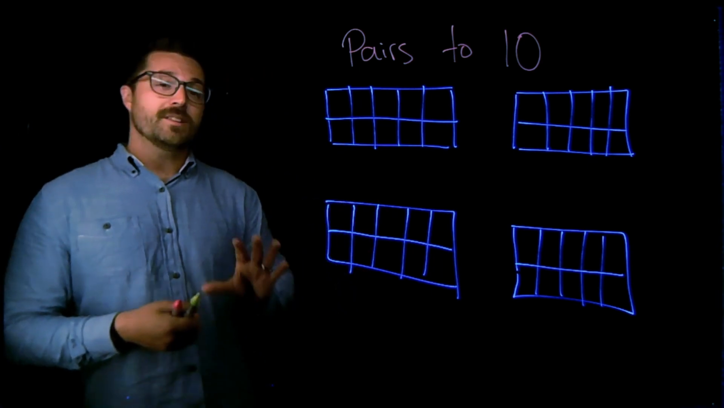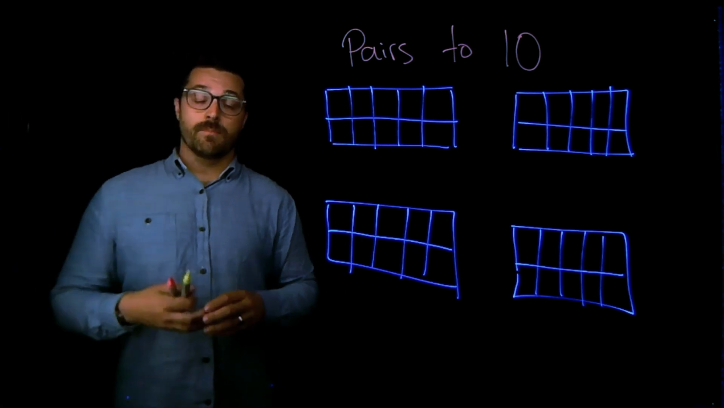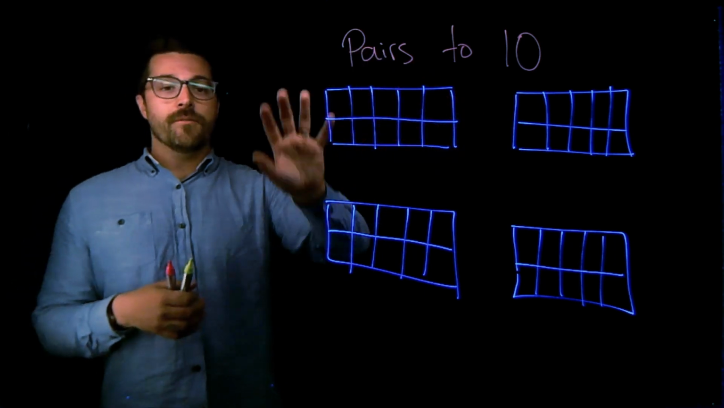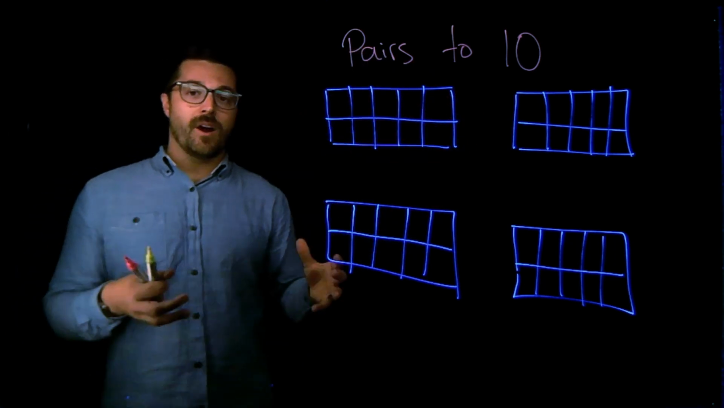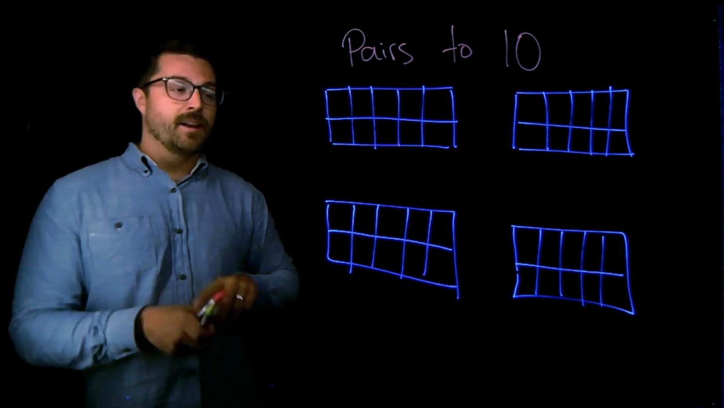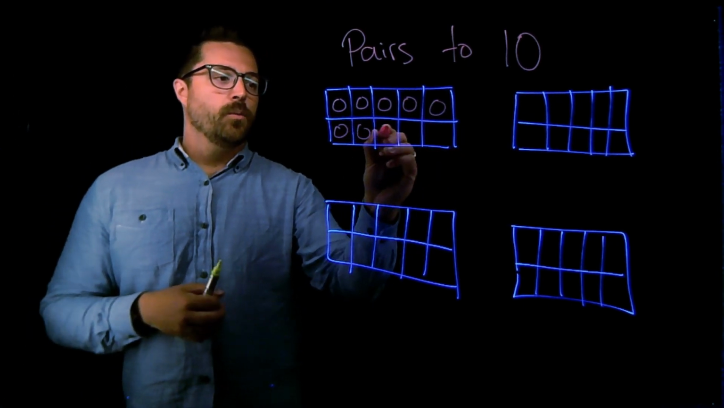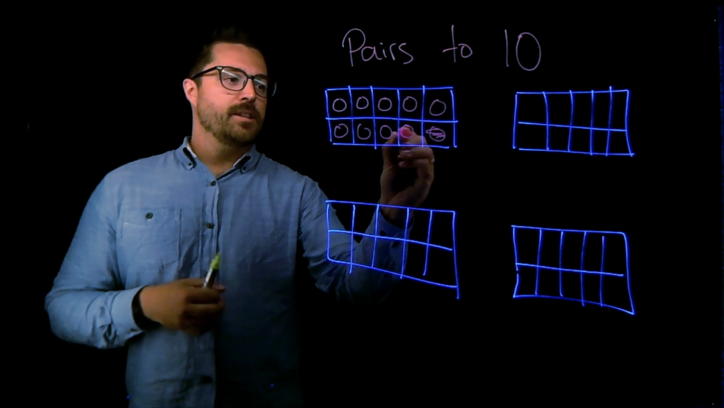So one of the first things that students need to understand about working with 10 frames is that in these 10 frames, one frame is 10. A complete frame shows me 10. If I have a frame that is completely filled in with counters, that I have 10 counters.